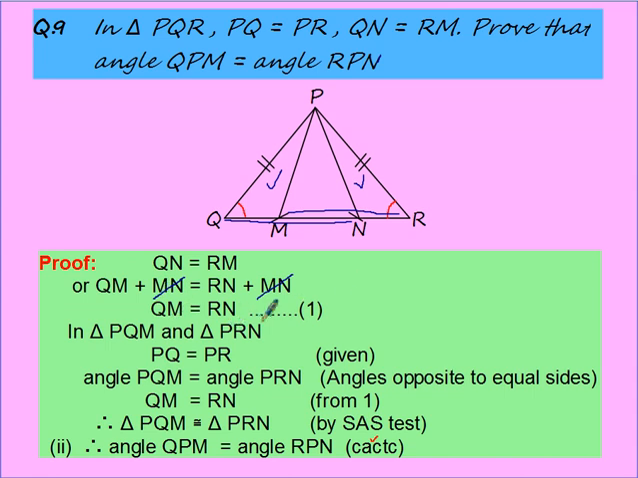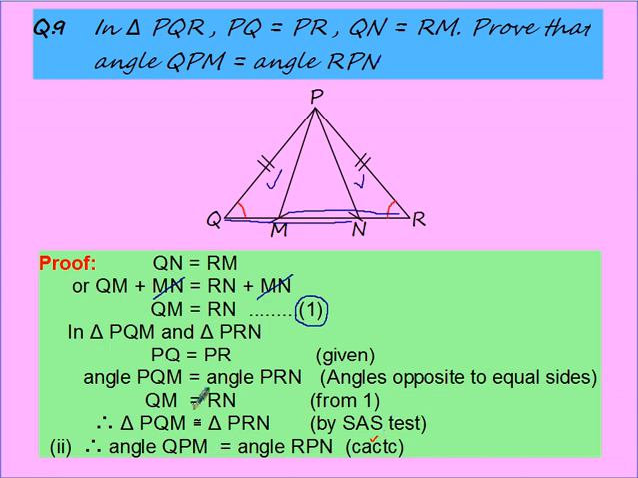If you remember, I told you to prove the above, or from 1. So I am marking it 1 because it will be used further. Now I am taking my two triangles and I can easily get PQ is PR, given, and angle PQM is angle PRN, angles opposite to equal sides or base angles of an isosceles triangle, and then QM is RN from 1, or you can write prove the above. Therefore the triangles are congruent by SAS.